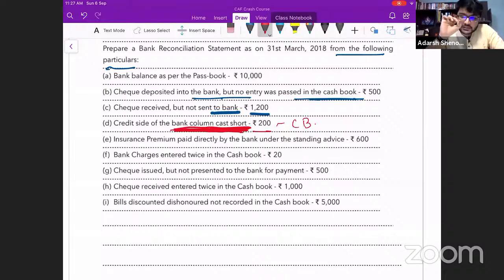Will your balance be more or less because of this transaction? You're showing less payments. If you're showing less payments, is your balance going to be more or less? It is going to be more.